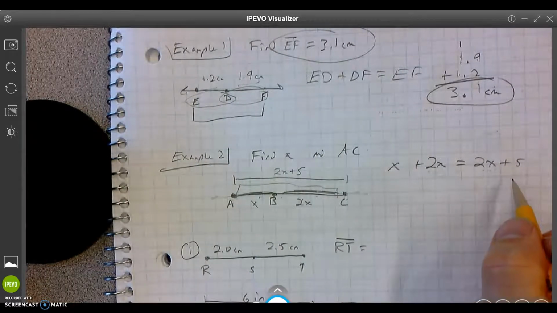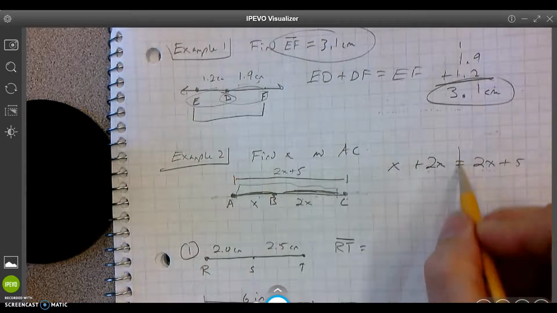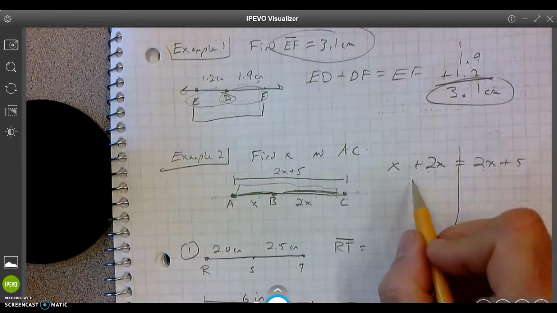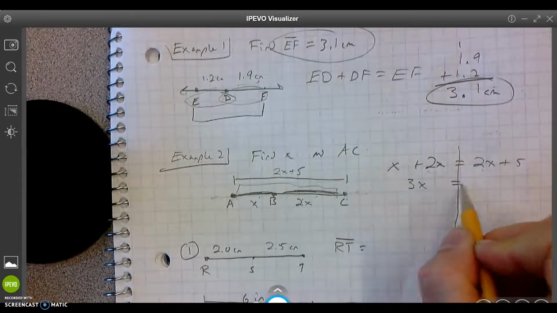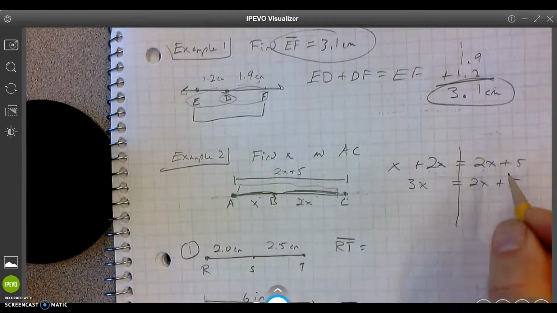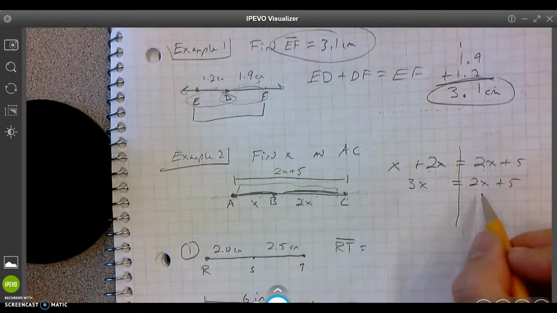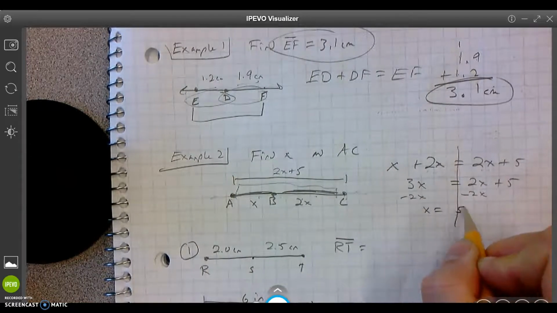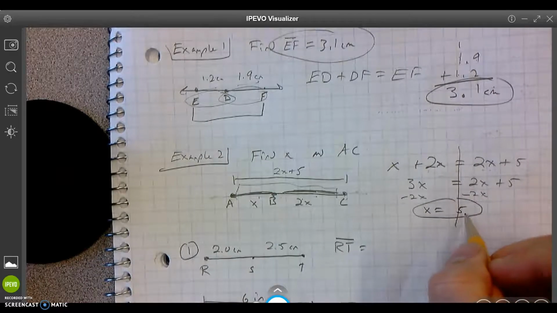Now I gotta solve this thing. Okay, no problem. So, put a line right there. So I combine like terms on the left side. That would be 3x equals 2x plus 5. Let's get all the x's on one side. So let's subtract 2x on both sides. X equals 5. Cool. Are we done?